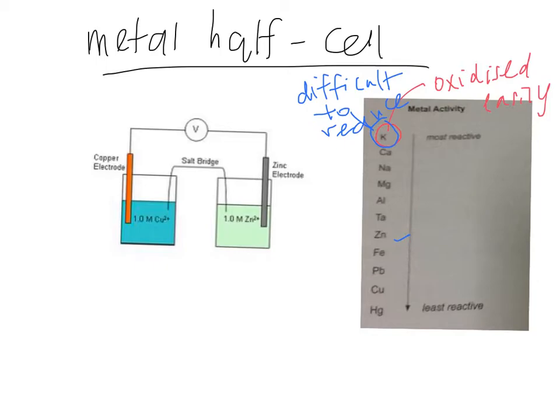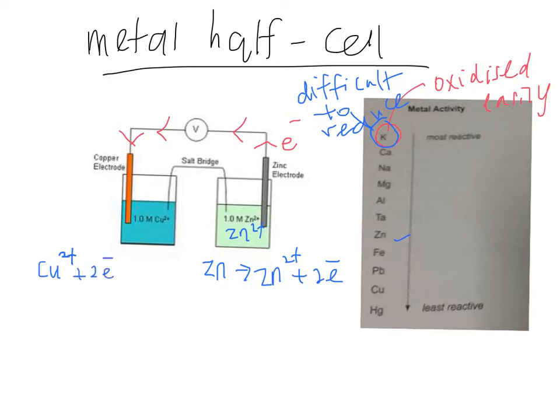So if I were to write a half equation, it will be zinc oxidized to become zinc ion plus electrons. The zinc ion will remain within the solution. The electrons will travel via the external wire and move towards copper. If oxidation takes place here, obviously reduction is going to happen here. So if I were to write the reduction equation, it will be copper ions receiving electrons to become copper metal, which will be deposited on the electrode itself.